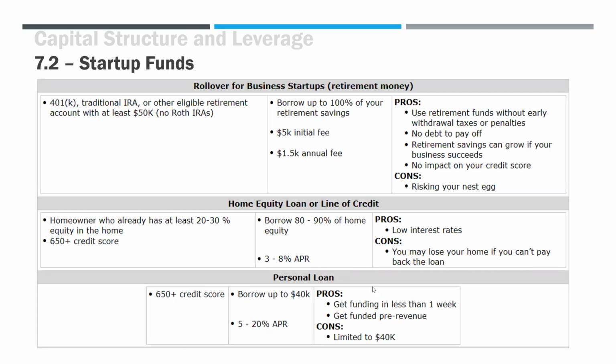And also a personal loan is usually a quicker process than a home equity line of credit. Because with home equity lines of credit, you have to go through appraisals and home inspections and things like that. Personal loan, you don't have to go through any of that, so funding usually happens quicker.